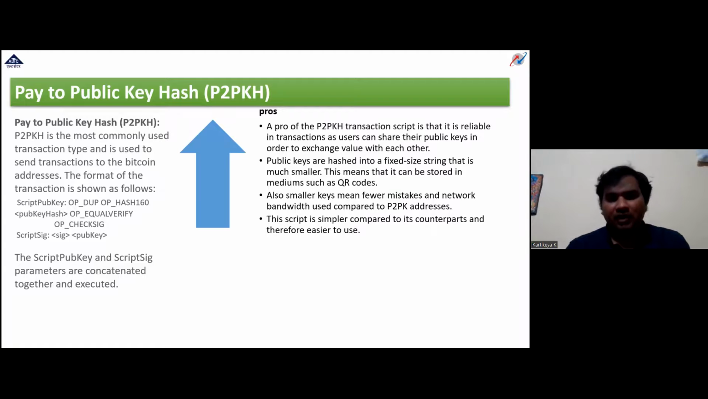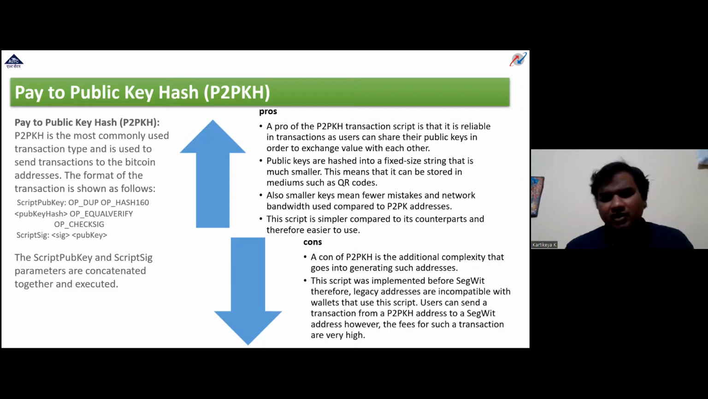We are generating addresses and everything, but they should be user-friendly, right? So one of the advantages of pay to public key hashing is that the fixed length of the string is very small, so this can be encoded into QR codes. Also, smaller keys mean fewer mistakes and less network bandwidth used to compare P2PKH addresses. If the length of the string is less, there is less chance of mistakes and less requirement of bandwidth. The script is also simpler compared to its counterparts and therefore easier to use.